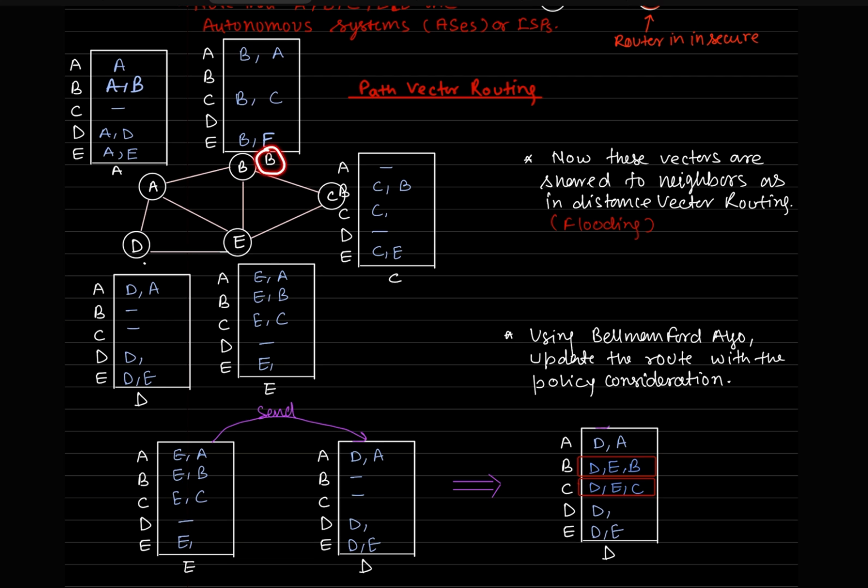Similarly, for B, we will write all the routes from B to A, which is BA. From B to B, I have not written anything because this router is itself. From B to C, are there any routes? Yes, B to C is there, so I have written BC, and B to E is there too. Similarly, we will prepare the vector of routes for each router.